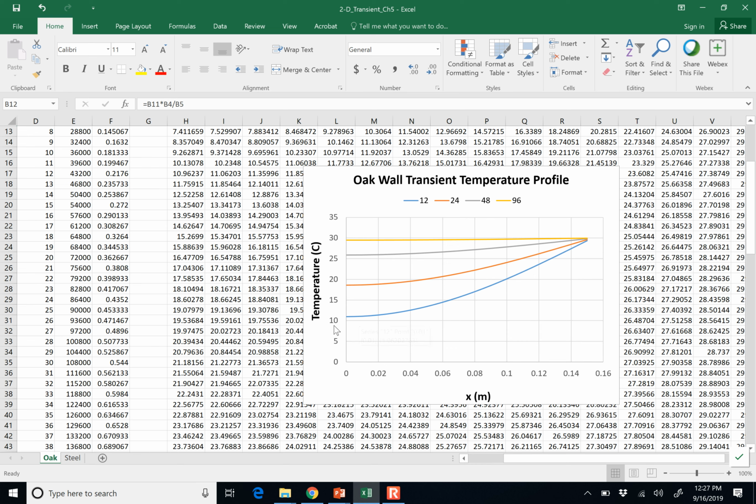At 12 hours, we see this pretty pronounced temperature gradient, and that is due to this having a much higher Biot number, mainly because the thermal conductivity of oak is much lower. So after 24 hours, we're getting higher temperatures. After 48 hours, and even after 96 hours, after 4 full days, this oak wall still hasn't completely reached a steady state yet.